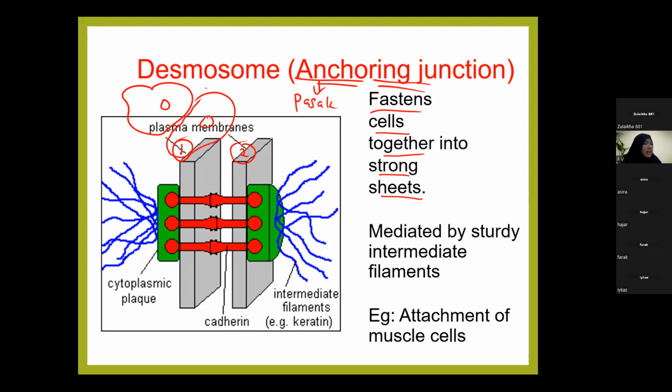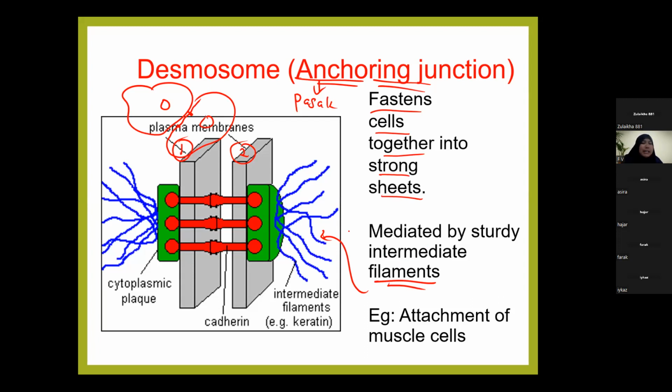Contoh. Alright. So antara sel 1 dengan sel 2 ni dia dipasakkan very strong with desmosome or anchoring junction. So anchoring junction is mediated by filaments. So ini filaments. Okay. Right. For example, attachment of muscle cell. So bila muscle nak attach dengan muscle contohnya, itu menggunakan desmosome lah ataupun anchoring junction.